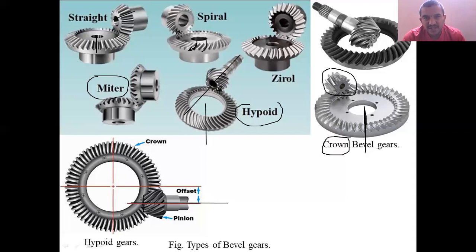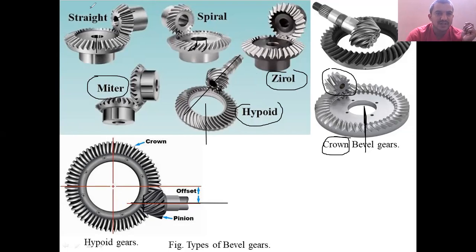And the last one is the zerol gear. It is similar to the spiral gear, but the spiral angle is 0. That is called a zerol bevel gear. The types of bevel gears are: straight bevel gear, spiral bevel gear, miter bevel gear or miter gear, hypoid gear, crown gear, then zerol gear. These are the different types of bevel gears.